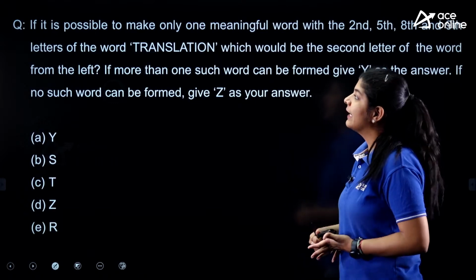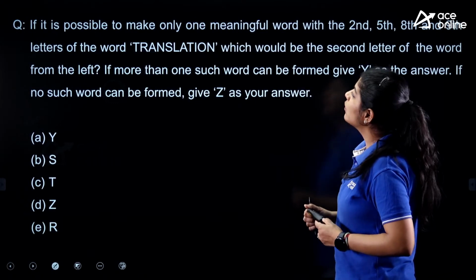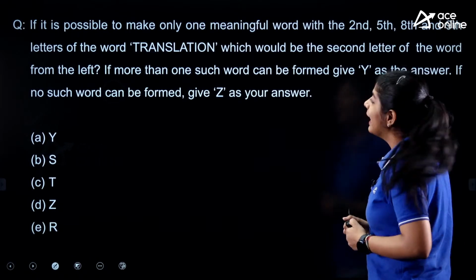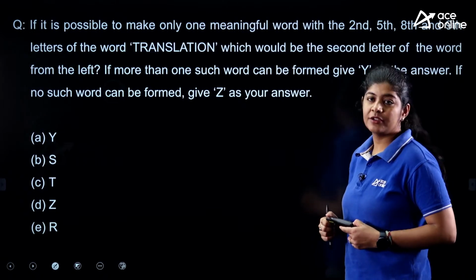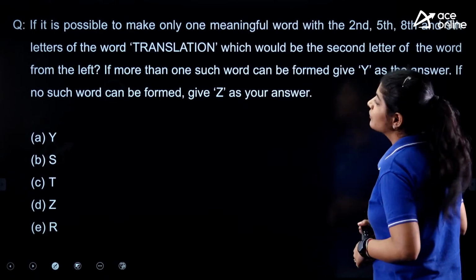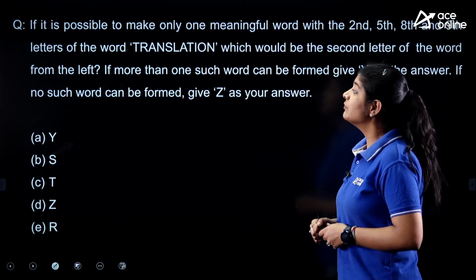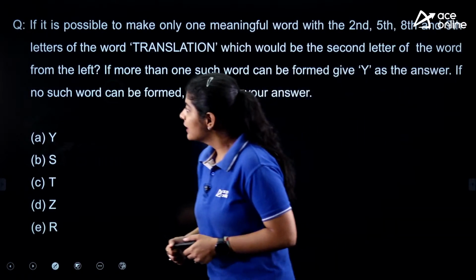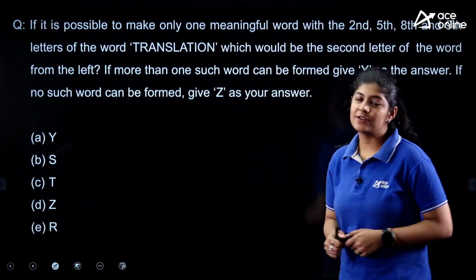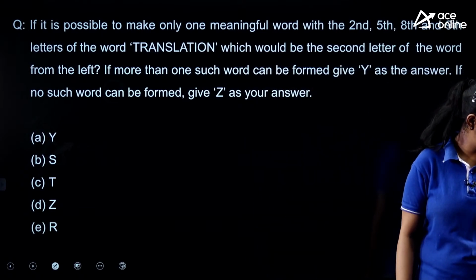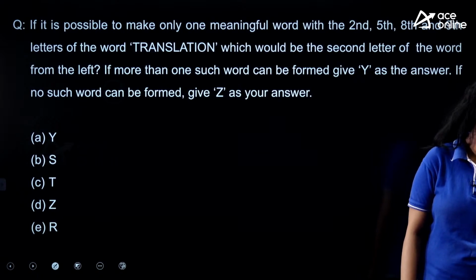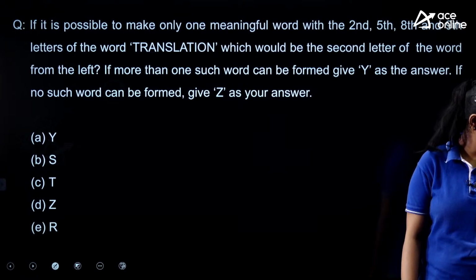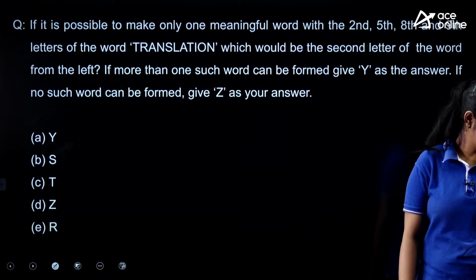The next question says: if it is possible to make only one meaningful word with the second, fifth, eighth and ninth letters of the word TRANSLATION, what would be the second letter of the word from the left? If more than one such word can be formed, give Y as the answer, and if no such word can be formed, give Z as your answer. So how many words can you make? Very good, Dharani. Very good, Varun.